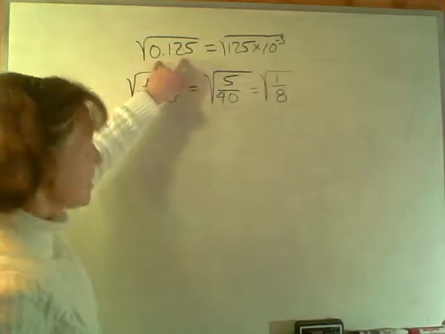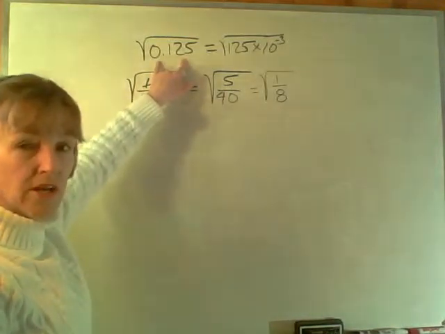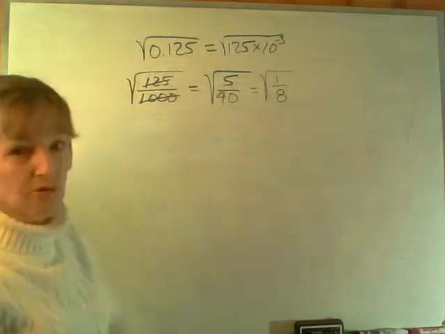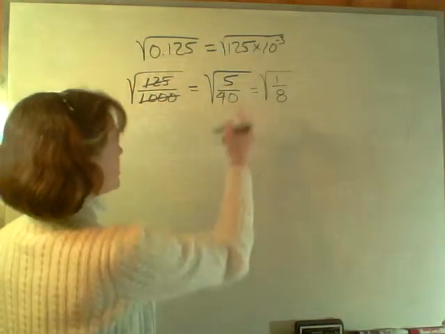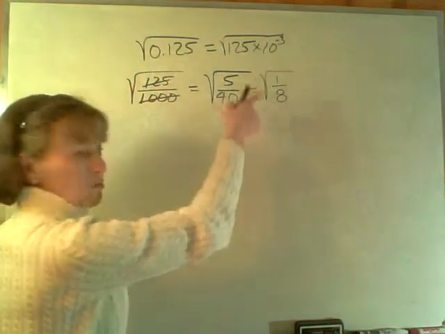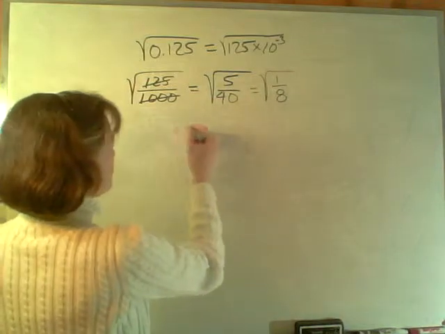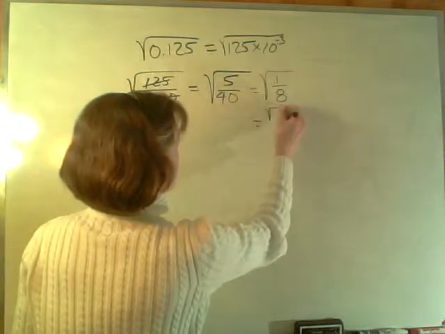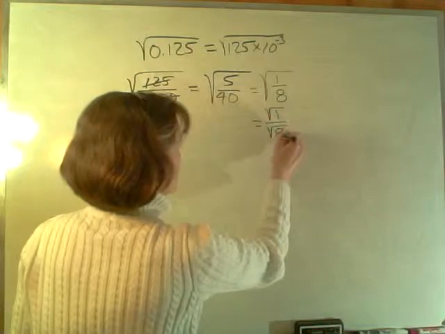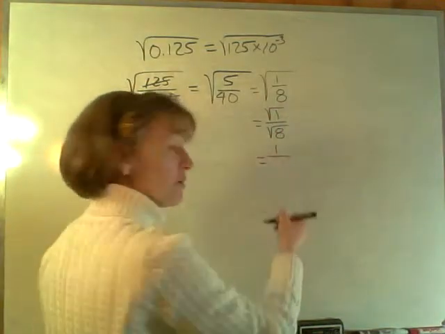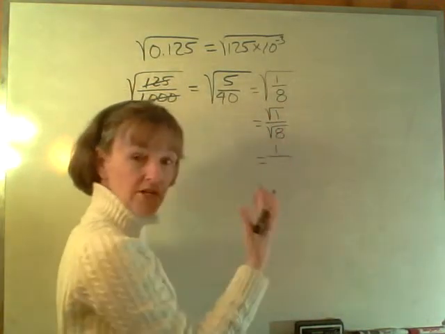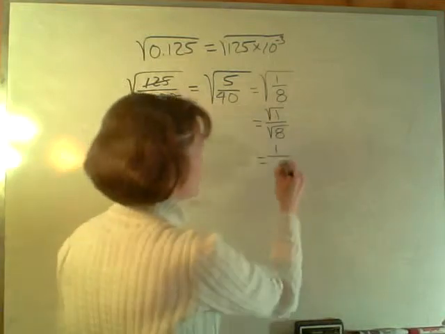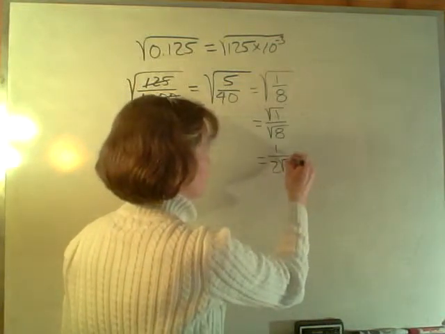Now, some of you may have recognized 0.125 as being 1/8, and then you wouldn't have to go through this process. All right, so we have the fraction, the square root of 1 over 8. The square root of 1 over 8 is the square root of 1 over the square root of 8, which is 1 over the square root of 8. But the square root of 8, we already know, can be simplified to 2 square root of 2.